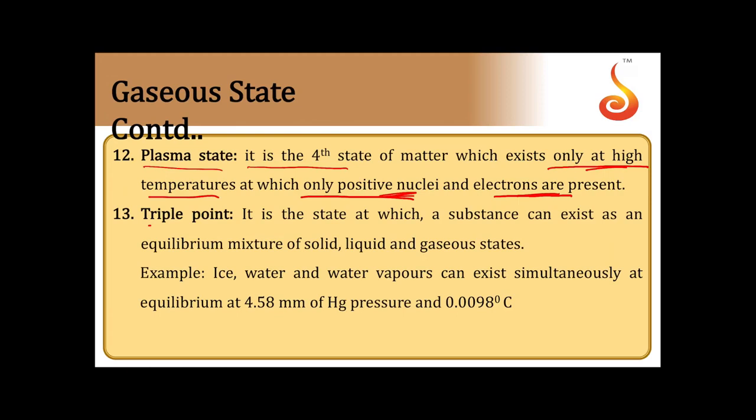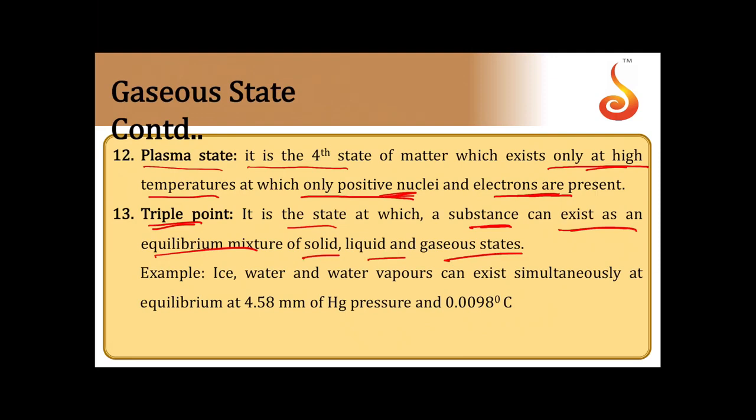And then triple point. Triple point stands for when all three states of matter exist in equilibrium. All three states means here gas phase, liquid phase and solid phase. All three must be in equilibrium. That point is defined as a triple point. So it is the state of a substance where the substance can exist in equilibrium as solid, liquid and gaseous states.